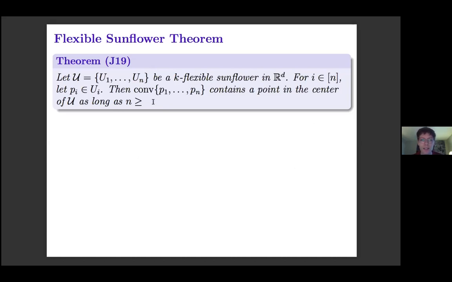So before I needed at least d plus 1 petals, and now things don't change actually all that much. I just need d times k plus 1. So when k equals 1, this really is the same result we had before.